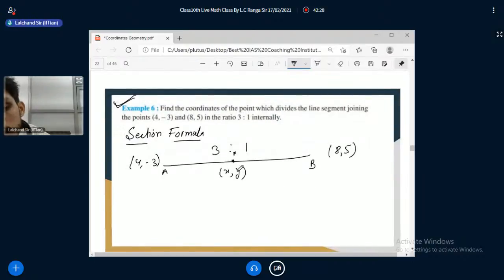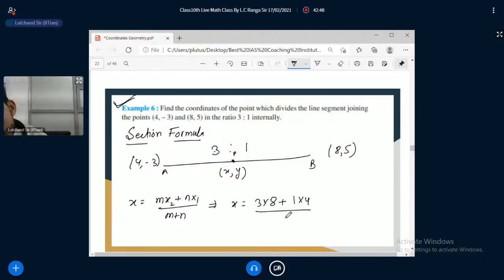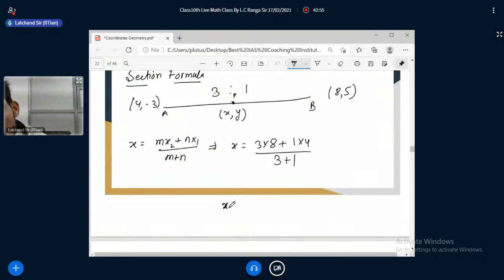Okay, write down the section formula. What is the value of x? It is m into x2 plus n into x1 divided by m plus n. So x will be 3 into 8 plus 1 into 4 divided by 3 plus 1. If we simplify, x is 24 plus 4 divided by 4, that is 28 by 4, which cancels to 7. So our x value is equal to 7.